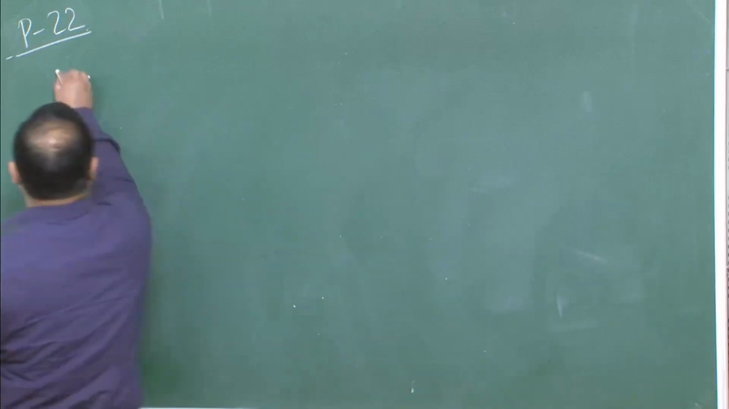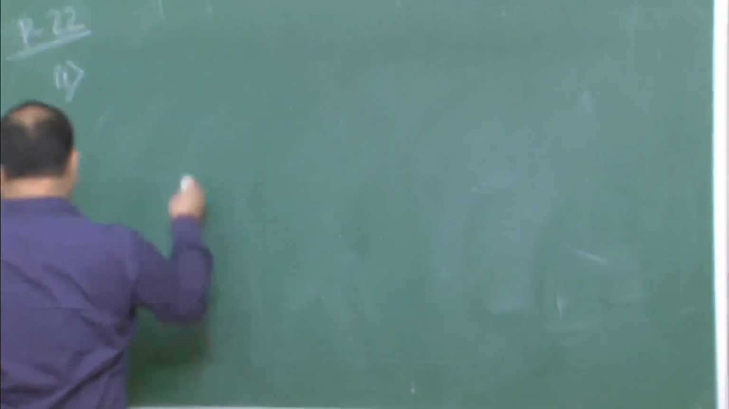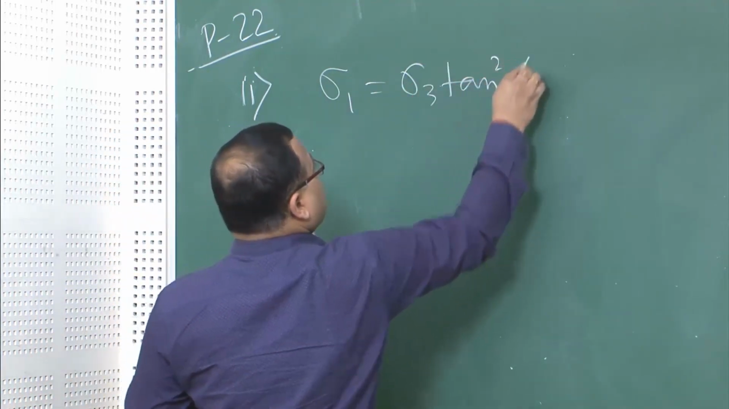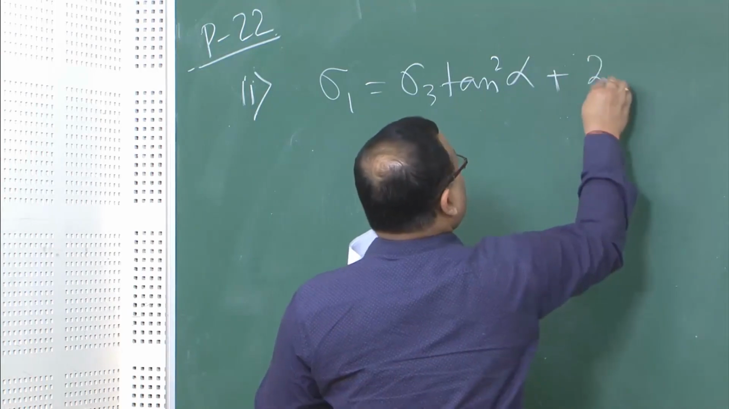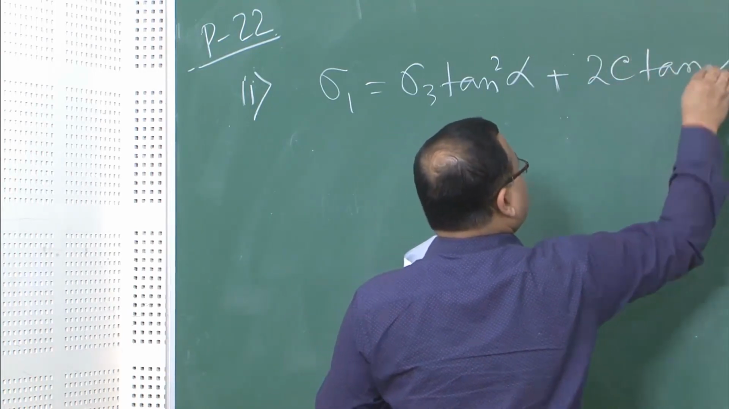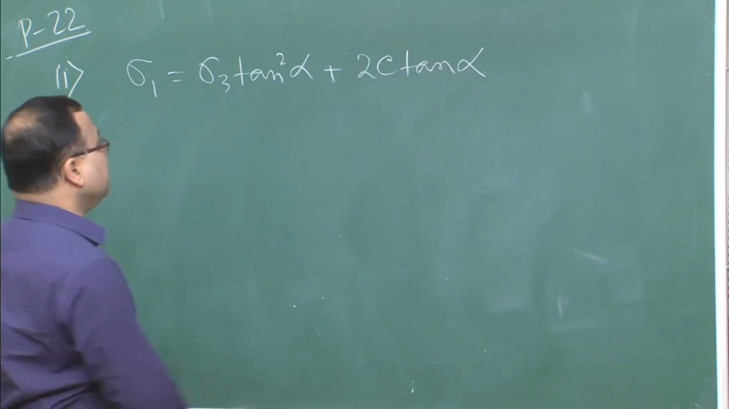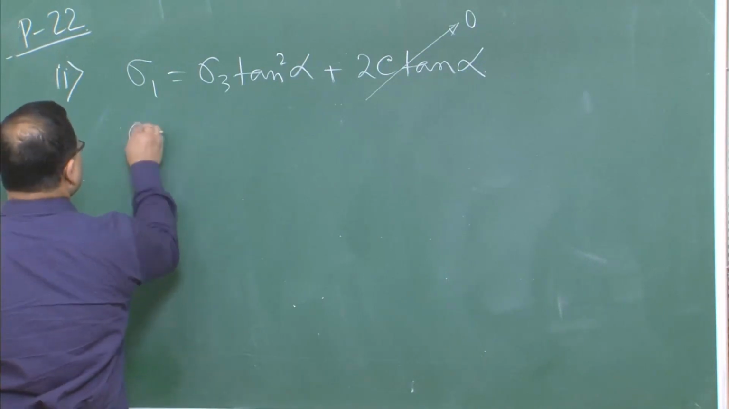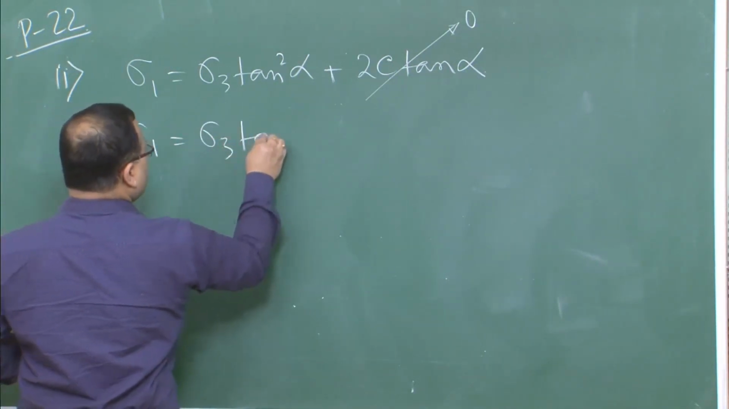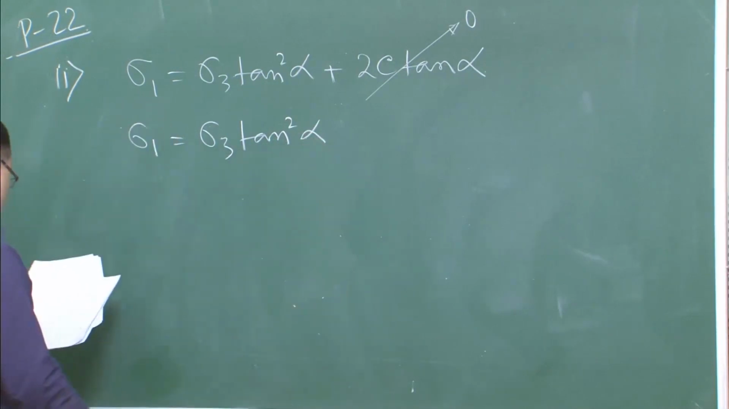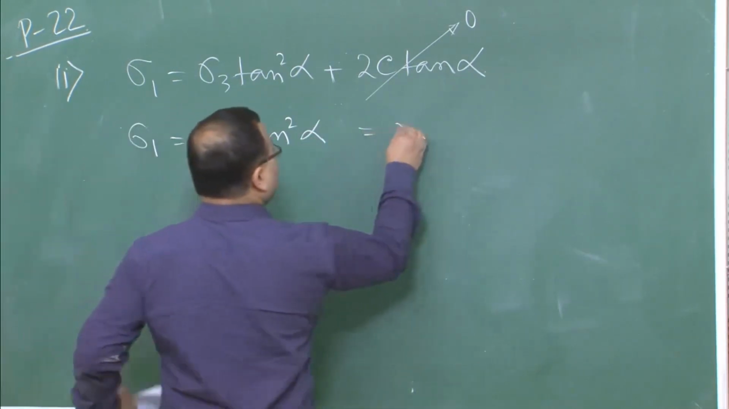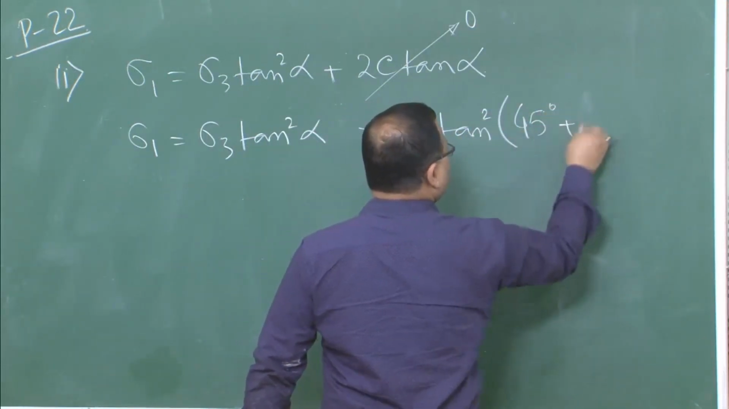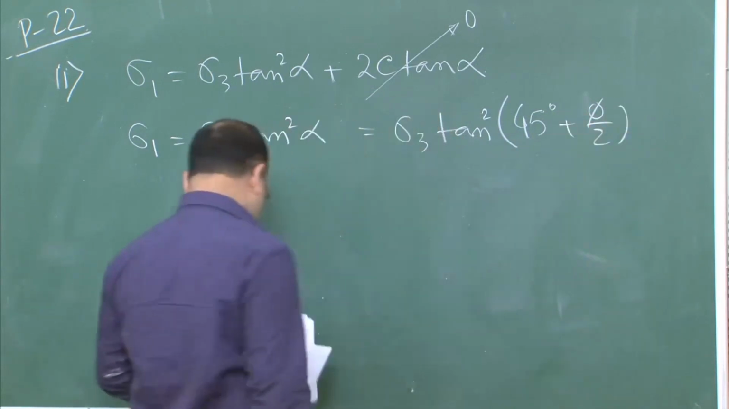So, in the second part, we know that sigma 1 is equal to sigma 3 tan square alpha plus 2 c tan alpha. As your C is 0, this term will become 0. So, therefore, I can write sigma 1 equal to sigma 3 tan square alpha, okay, which is nothing but sigma 3 tan square (45 degree plus phi by 2).